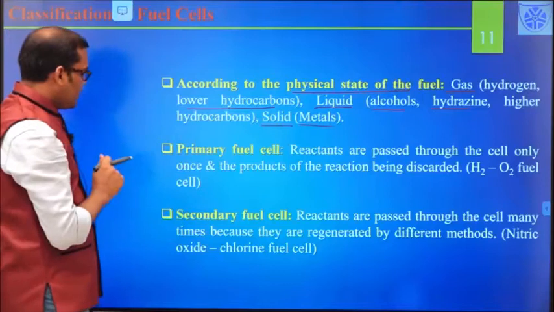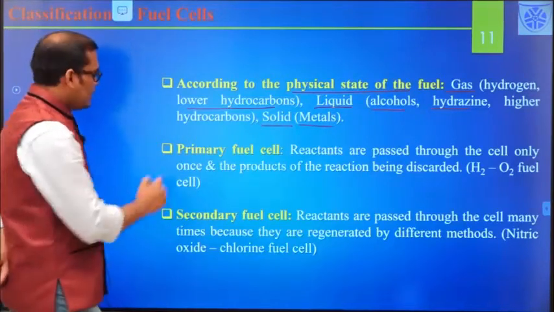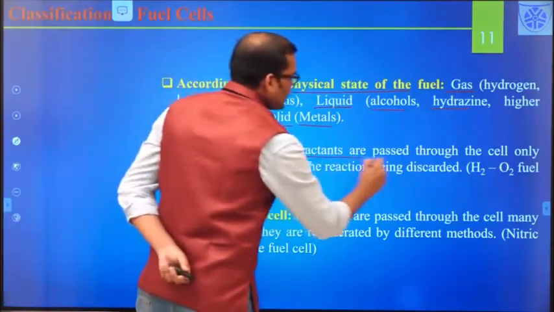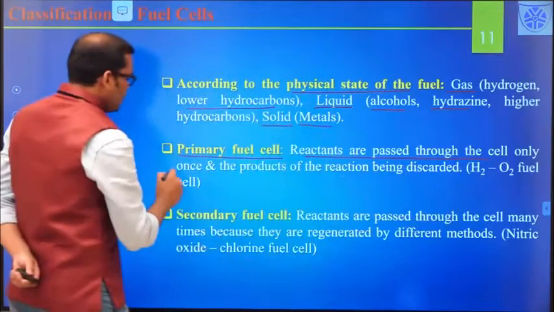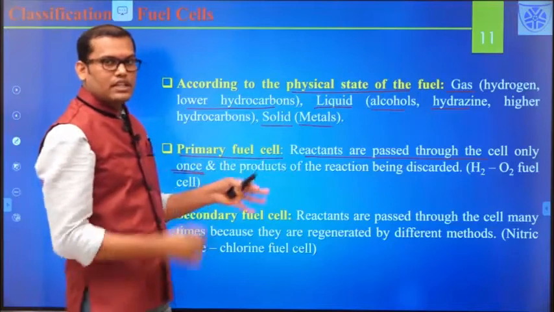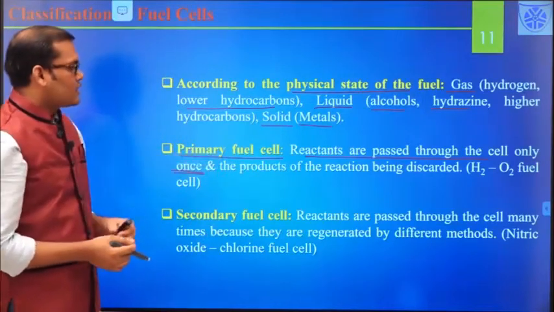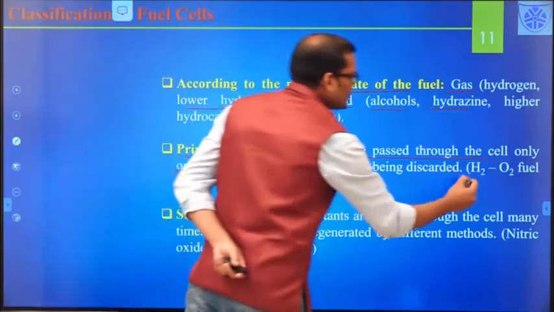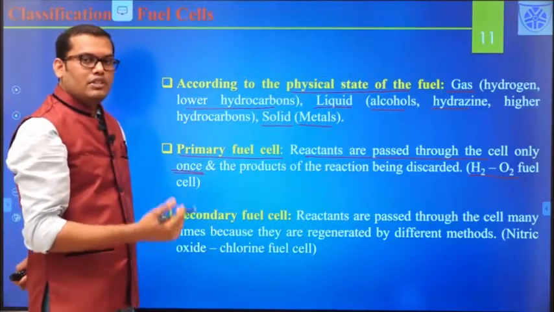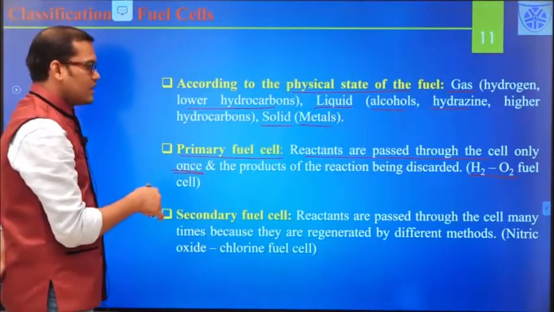And last but not least, there are two types of fuel cell you can call for general purpose. That is the primary fuel cell, where reactants are passed through the cell only once. Just remember, whenever you are passing the fuels only once in the fuel cell and you cannot reuse it, that is called the primary fuel cell. The example for this is the hydrogen oxygen fuel cell, because out of that you are getting water. That means you cannot reuse it because you cannot reverse the reaction in that cell.